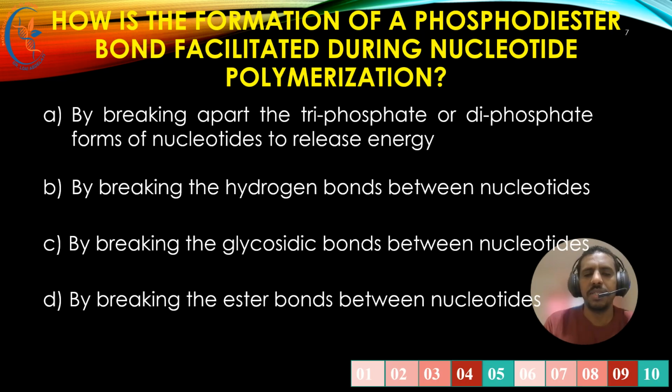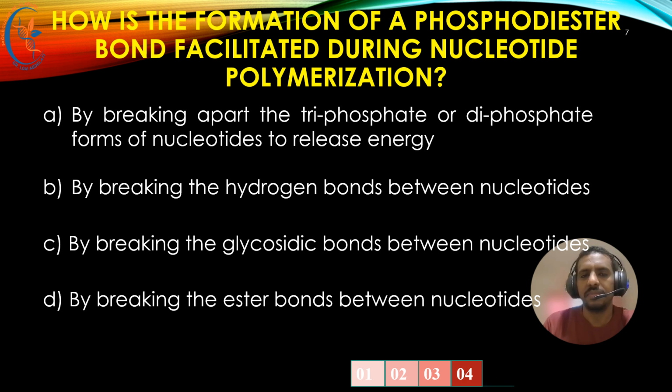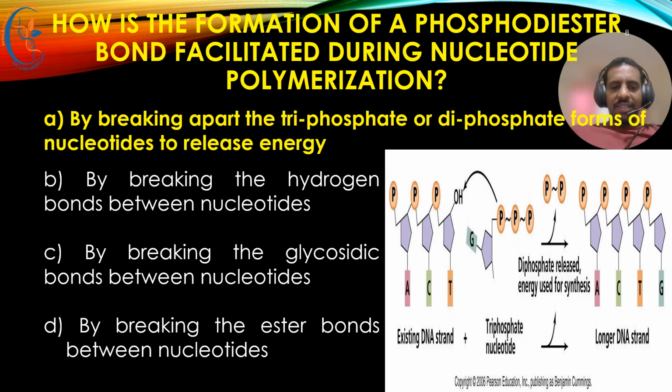All right. So the next question is: how is the formation of the phosphodiester bond facilitated during nucleotide polymerization? Okay, I'll give you 10 seconds. All right, the answer is by breaking apart the triphosphate or diphosphate form of the nucleotide to release energy. But let me explain it briefly.